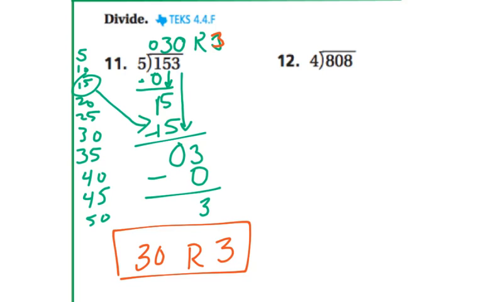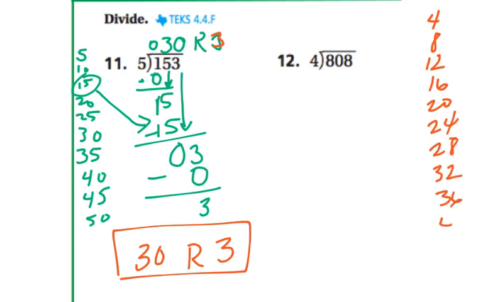Okay, and I wrote that nice and neatly underneath so someone can follow it. Okay, we have one more long division problem, and it is number 12. So I'm going to first list my multiples of 4: 4, 8, 12, 16, 20, 24, 28, 32, 36, 40.